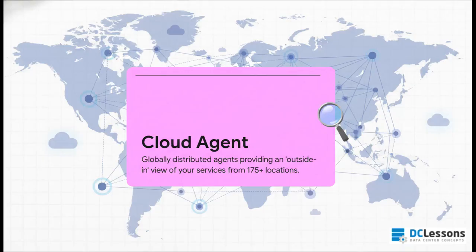First up, we've got cloud agents. Now, think of these as your global eyes and ears. ThousandEyes manages them for you in data centers and ISP networks all over the planet. They give you that outside-in view. So you want to know how your website is performing for users in London or Tokyo? Easy. You just tell a cloud agent in those locations to run a test.